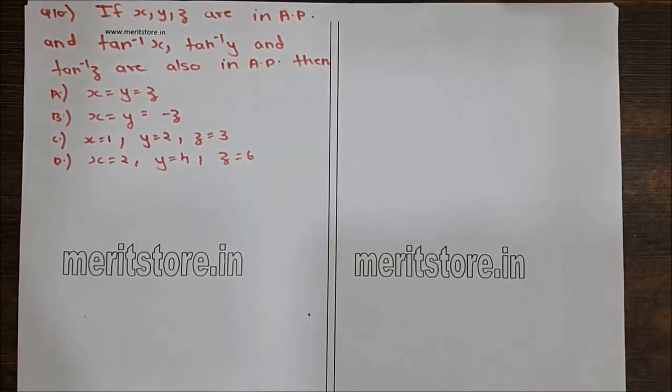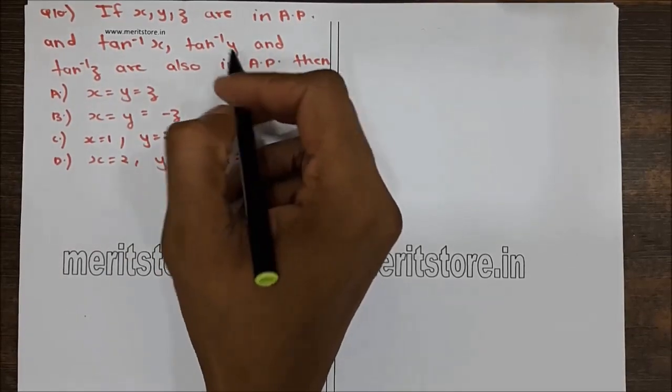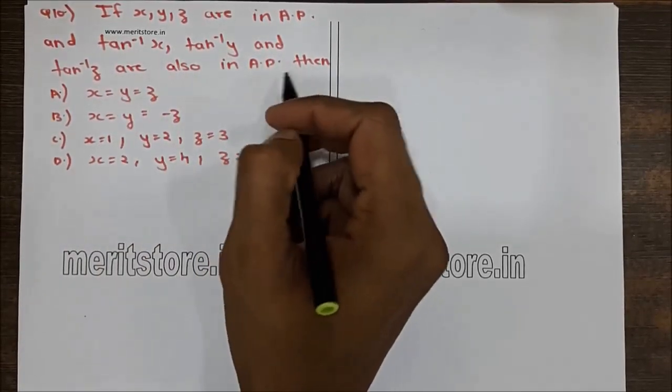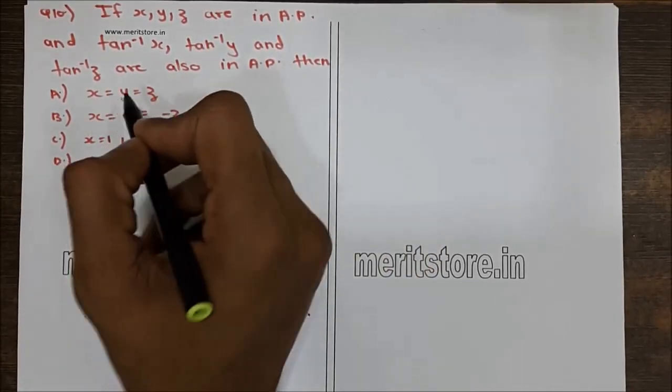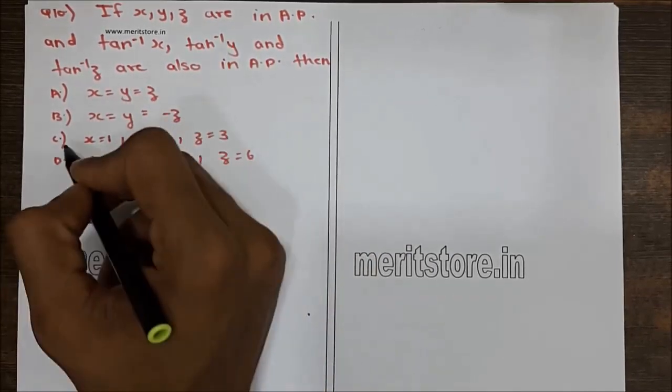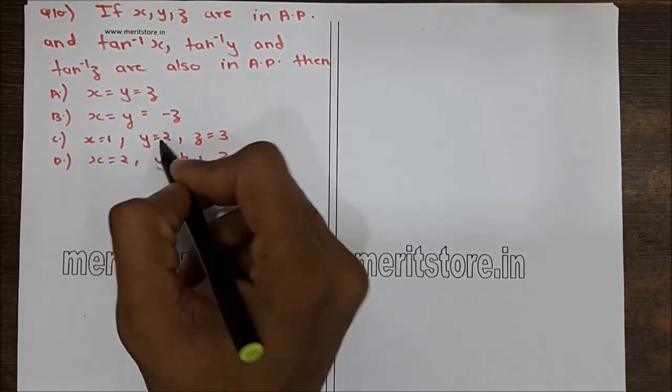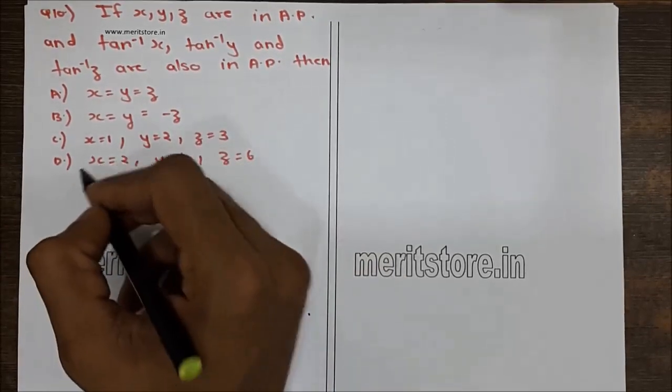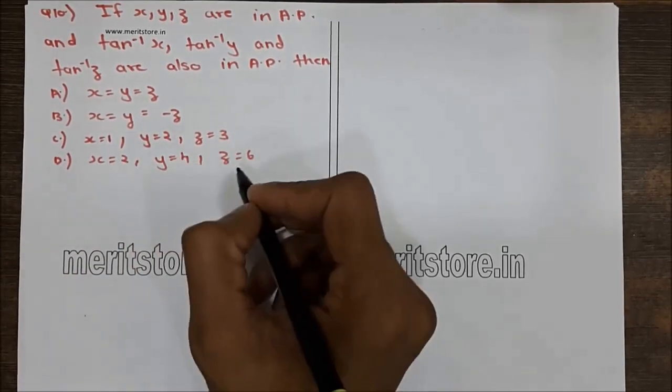Question 10. If x, y, z are in AP and tan inverse x, tan inverse y and tan inverse z are also in AP, then we have four options: A) x is equal to y is equal to z; B) x is equal to y is equal to minus z; C) x is equal to 1, y is equal to 2 and z is equal to 3; D) x is equal to 2, y is equal to 4 and z is equal to 6.